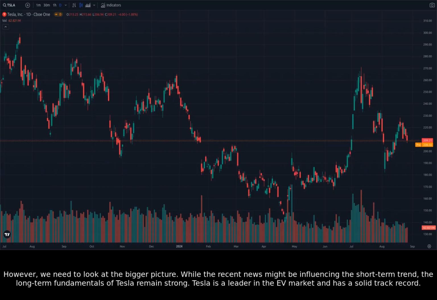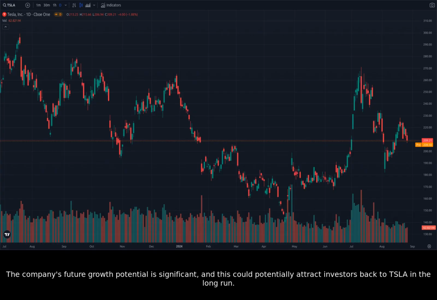While the recent news might be influencing the short-term trend, the long-term fundamentals of Tesla remain strong. Tesla is a leader in the EV market and has a solid track record. The company's future growth potential is significant, and this could potentially attract investors back to Tesla in the long run.